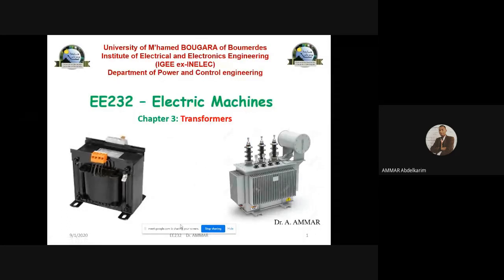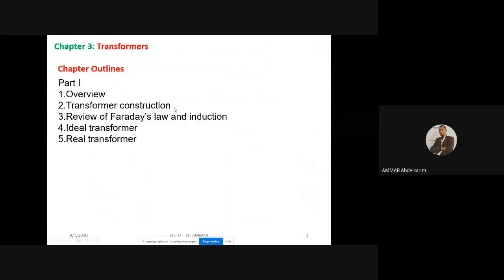Our electric machine is the transformer. Okay, so the outline of this part is: overview, transformer construction, review of Faraday's law and induction, ideal transformer, and the last element in this part is the real transformer.